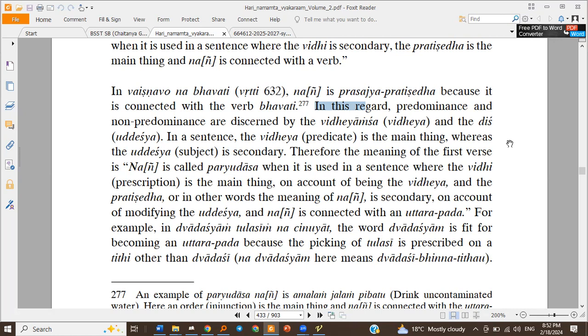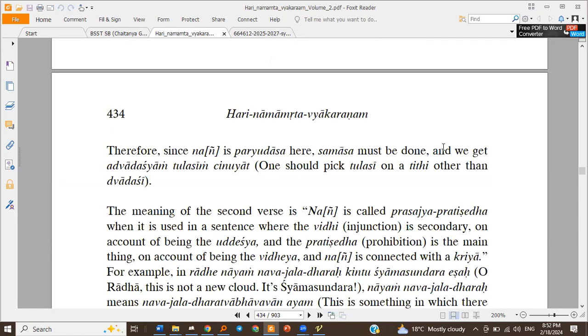For example, dvadashyam tulasim na chinuyat. The word dvadashyam is fit for becoming an uttarapada because the picking of tulasi is prescribed on a tithi other than dvadashi. Na dvadashyam here means dvadashi bhinna tithau. Therefore, since na is paryudasa here, samasa must be done, and we get advadashyam tulasim chinuyat.